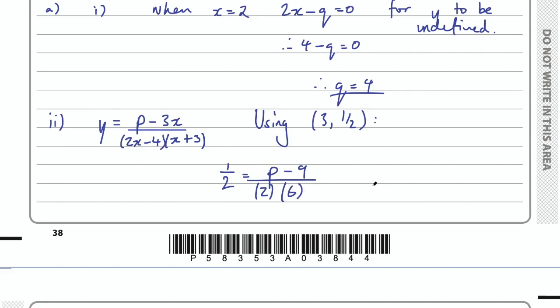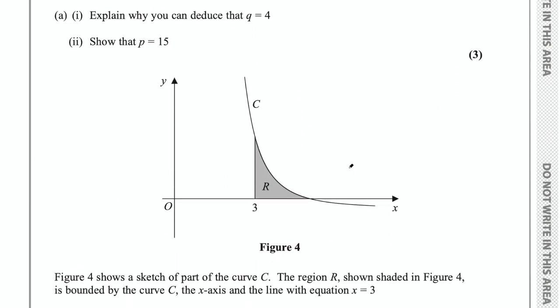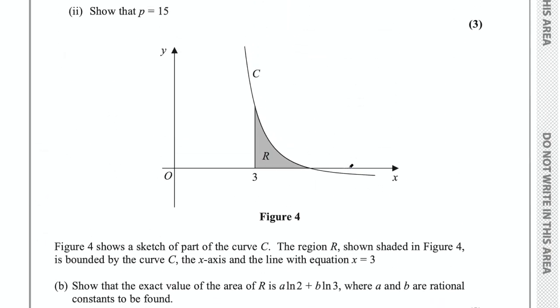And then keep simplifying that algebra. Well, this would be 1 if we multiply by 2, and then p take 9 equal to 6, and then therefore p is equal to 15. Okay, please don't take this level of neatness to be acceptable. Please set your work out correctly. I apologize, but I'm trying to go a bit faster here. So that was part A.